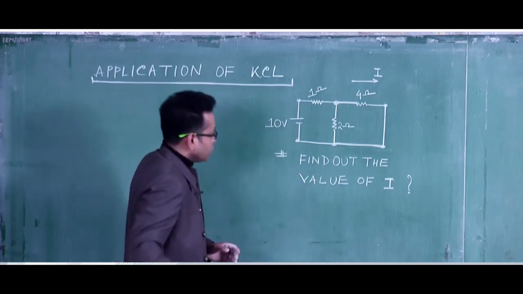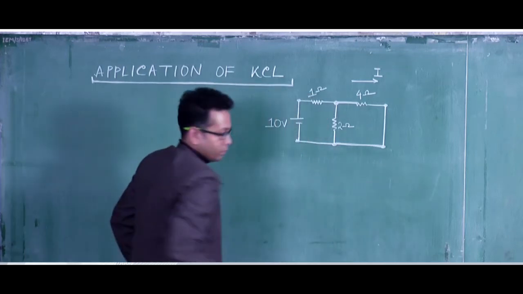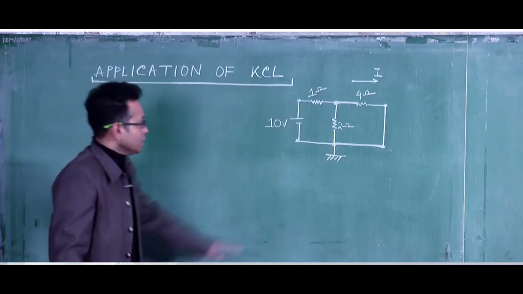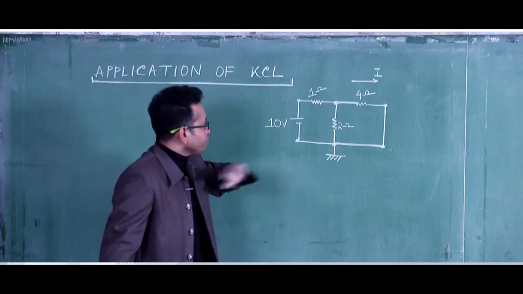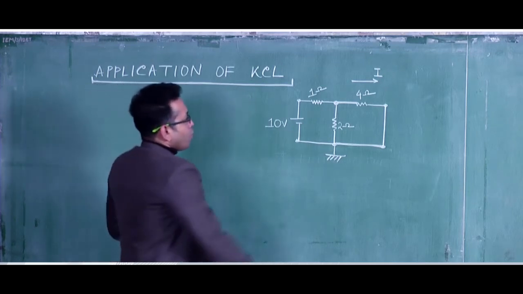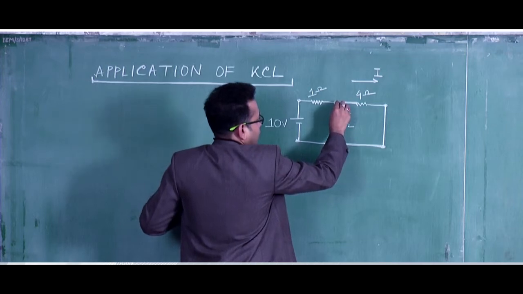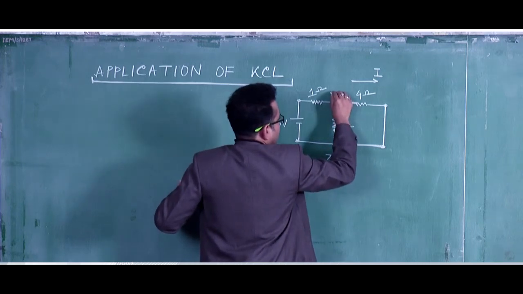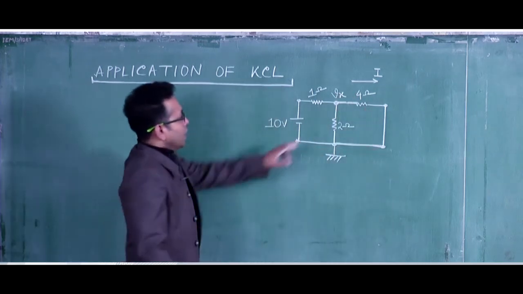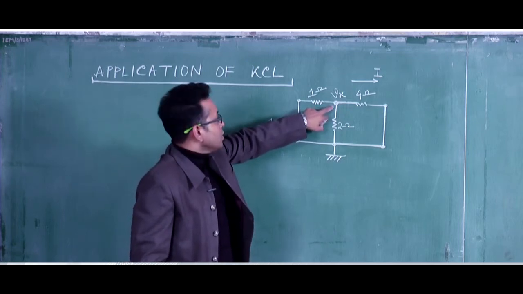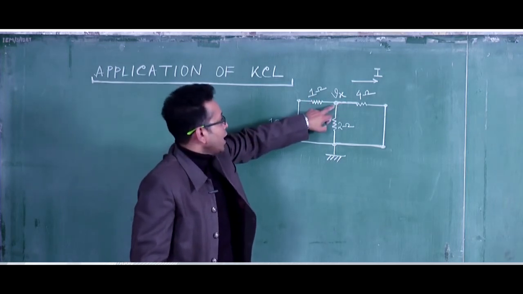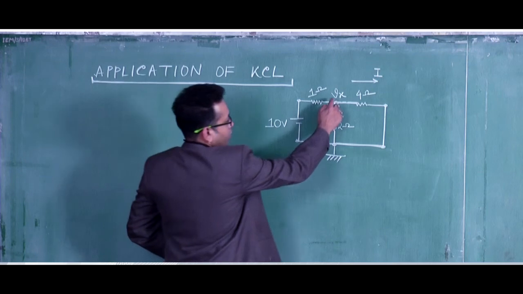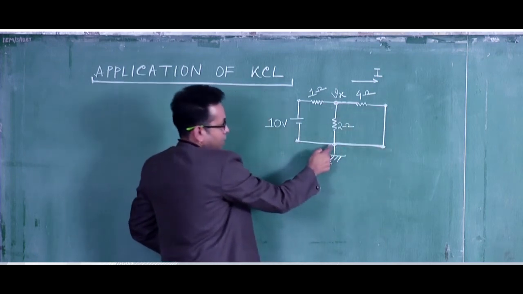So, here this node has been considered as the ground node, where the potential is 0 volt. Now, if you find the voltage at this node, say it is an unknown node. Let me consider the unknown voltage at this particular node as Vx, that is, the potential at this unknown node is Vx.